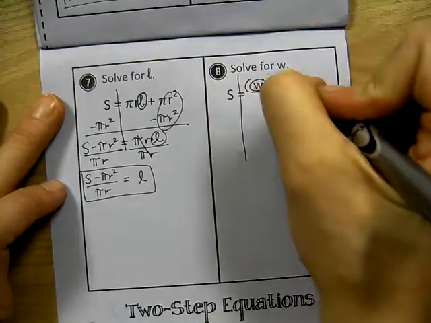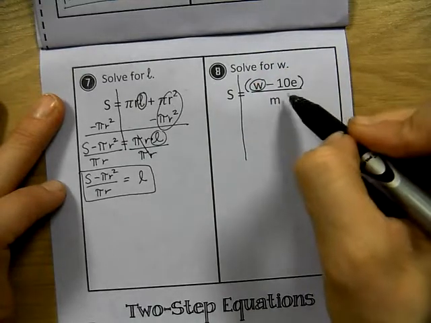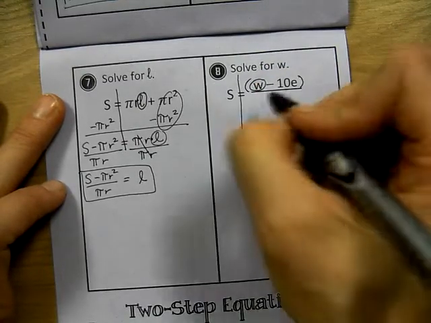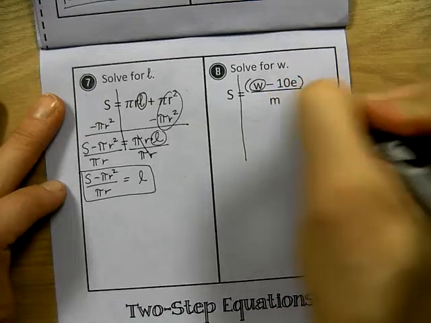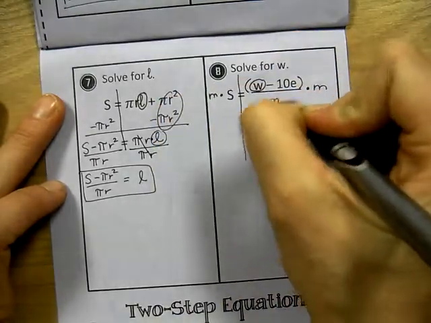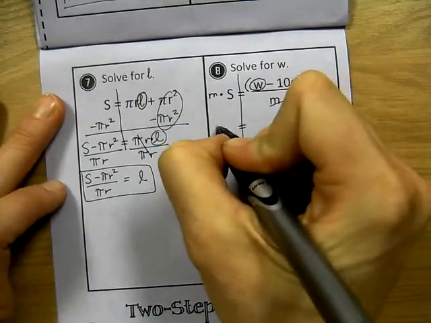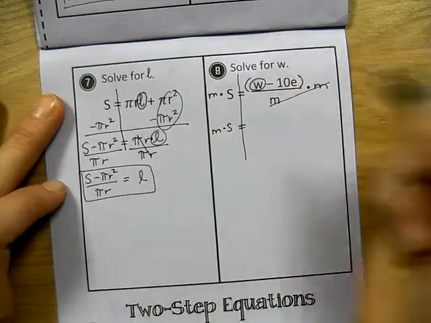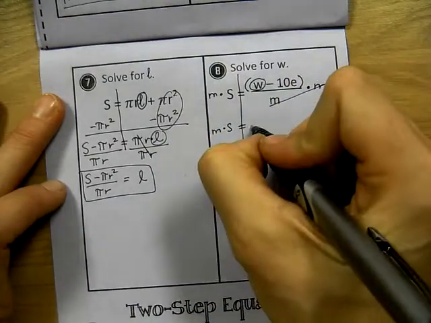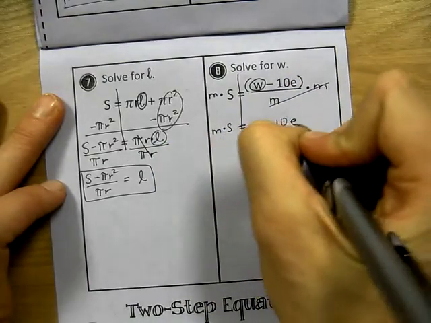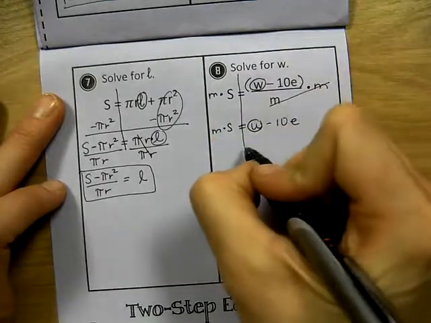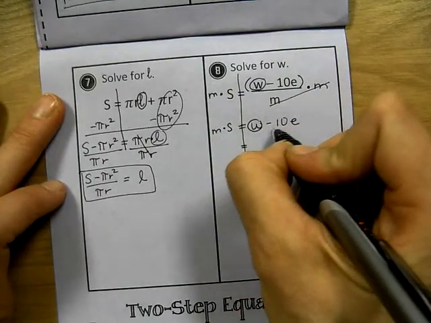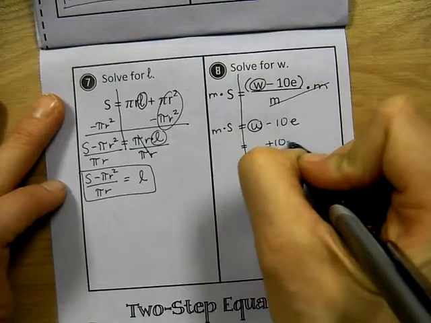We talked about in class how there's imaginary parentheses here, so I really need to take care of this dividing by m first. The inverse of dividing by m is multiplying by m. So those divide out to be 1. On the left-hand side, I have m times s, or s times m. It doesn't matter. On the right-hand side, I'm just left with the numerator. I'm still solving for w. So now, the inverse of subtracting 10e would be adding 10e.